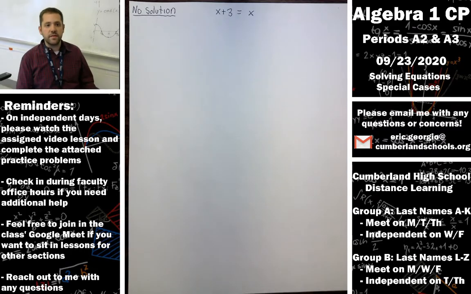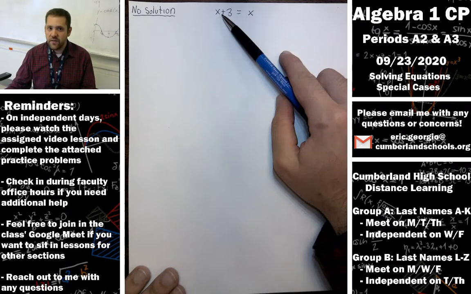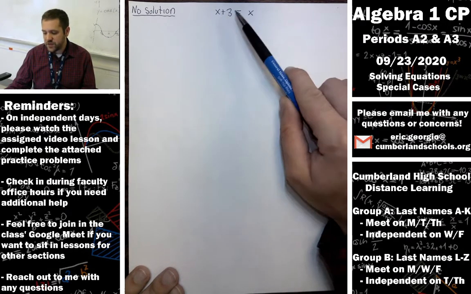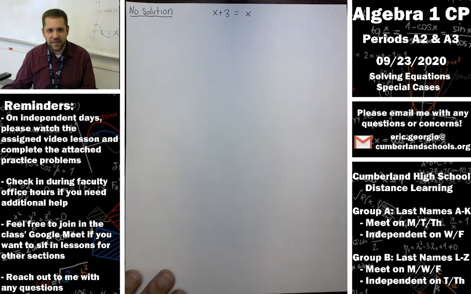Okay? Here's an example of something with no solution. x + 3 = x. What that equation is attempting to suggest is to find some number for x for which that number plus 3 will equal itself. Well, that is impossible, right?